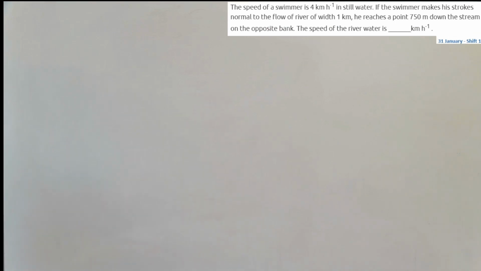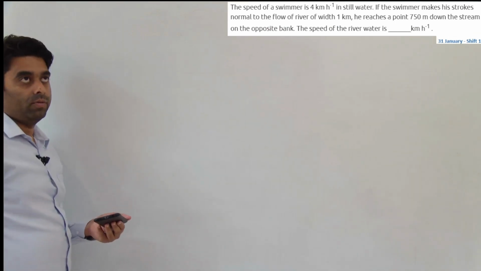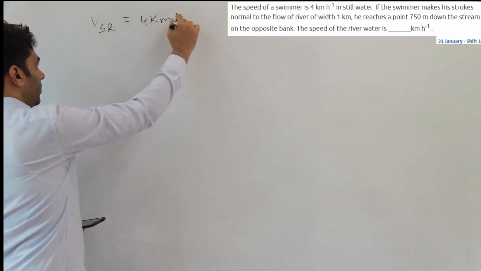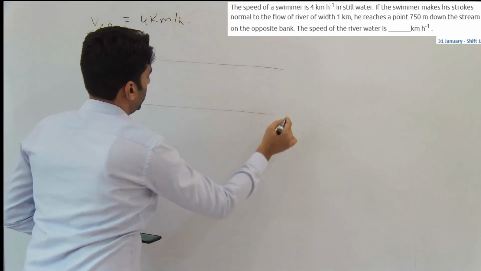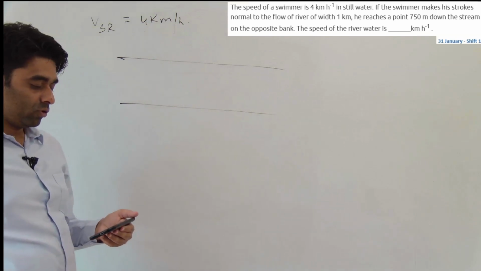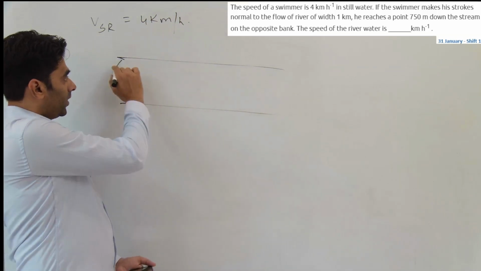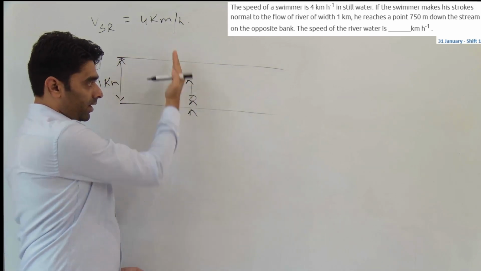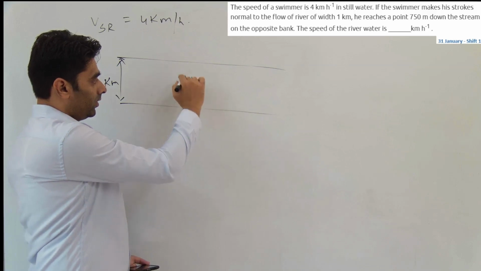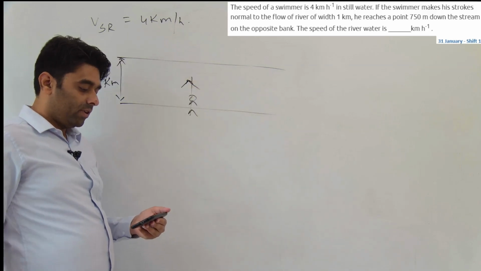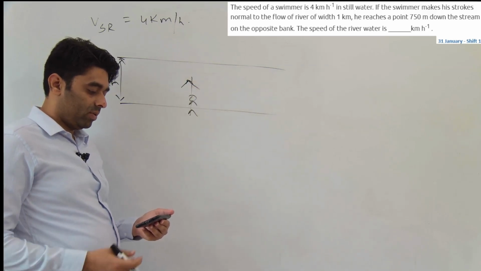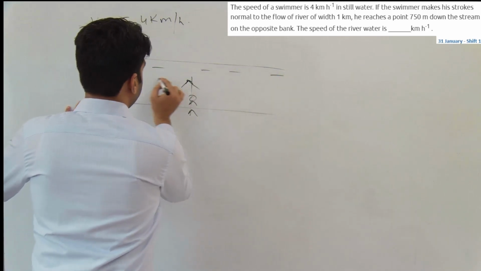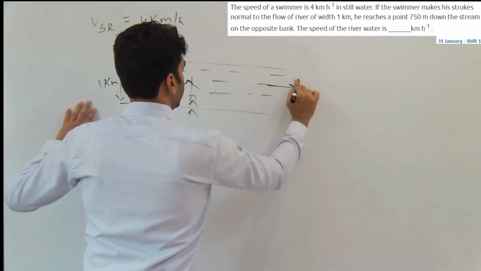The next question is, the speed of swimmer is 4 km per hour in still water. That means velocity of swimmer with respect to river is 4 km per hour. Okay. And it is given if the swimmer makes its strokes normal to the flow of river of width 1 km. Width is 1 km, and this swimmer is going straight at an angle of 90 degrees with the flow. If he reaches at a point 750 meter down the stream on the opposite bank, the speed of the river is, fine, the river flow speed they are asking us. Let's say river flow speed is VR.